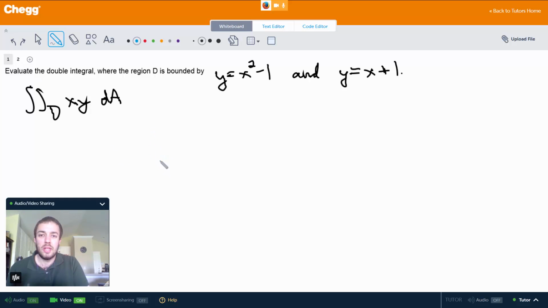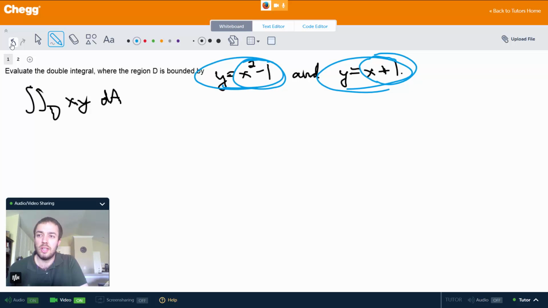Alright, so the first thing that we really want to do is get a picture of what's happening with this region D. So we know it's bounded by these two guys here. This is the standard parabola shifted down 1 unit, and this is just the line y equals x pushed up 1 unit. So before we draw a picture, let's see where these two intersect. So how do we do that? Well, y equals x squared minus 1, y equals x plus 1. So what we can do is take x squared minus 1 and set it equal to x plus 1 and solve for x. And we can do that because both of those things equal y.